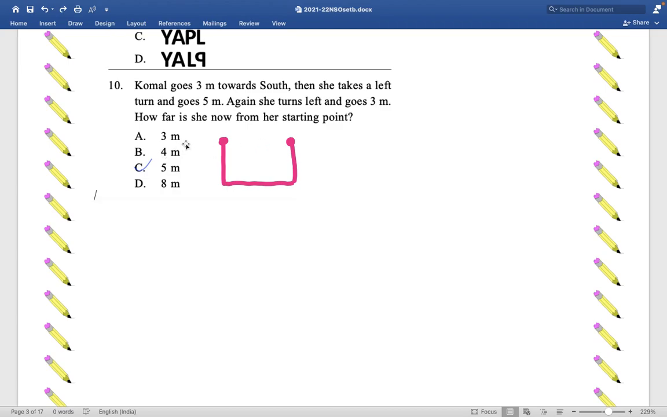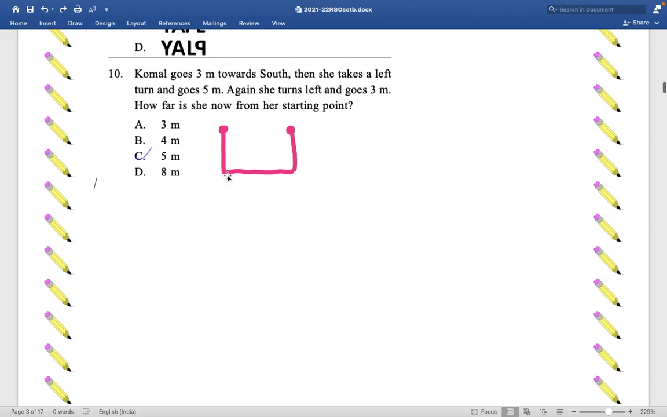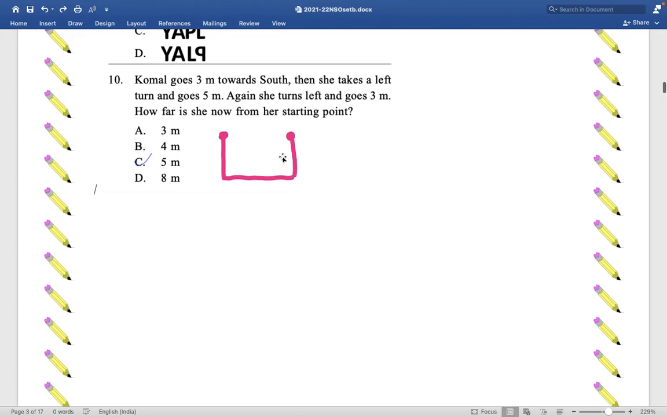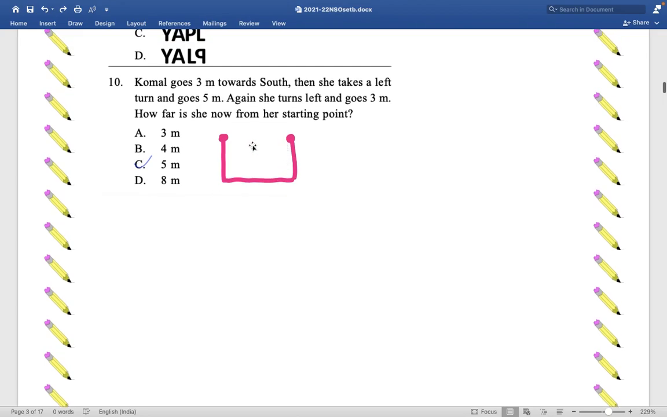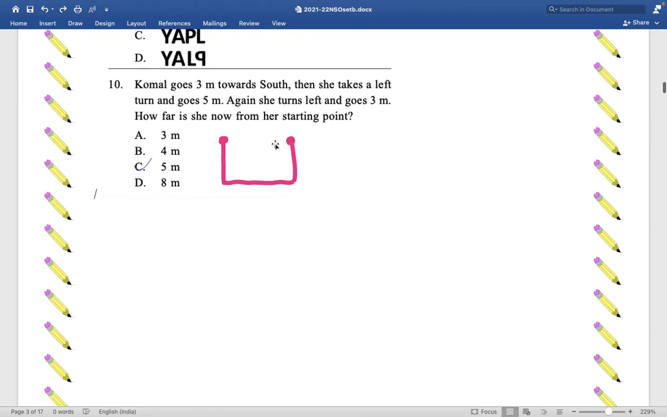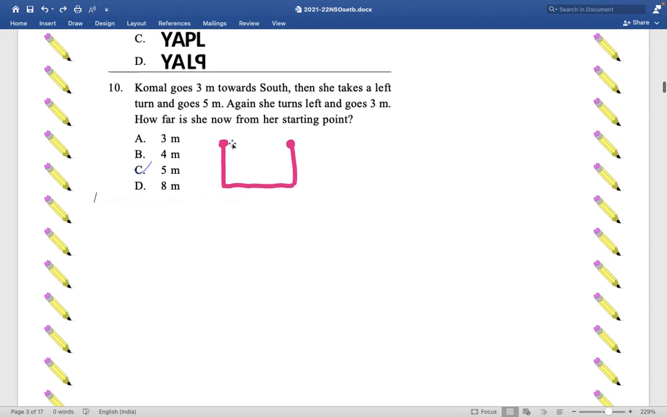In question 10, Komal goes 3 meters towards south. Then she takes a left turn and goes 5 meters. Again she turns left and goes 3 meters. So this is her starting point and this is her ending point. This is the distance between her starting point and ending point. As this is the same distance as this, it will be 5 meters.